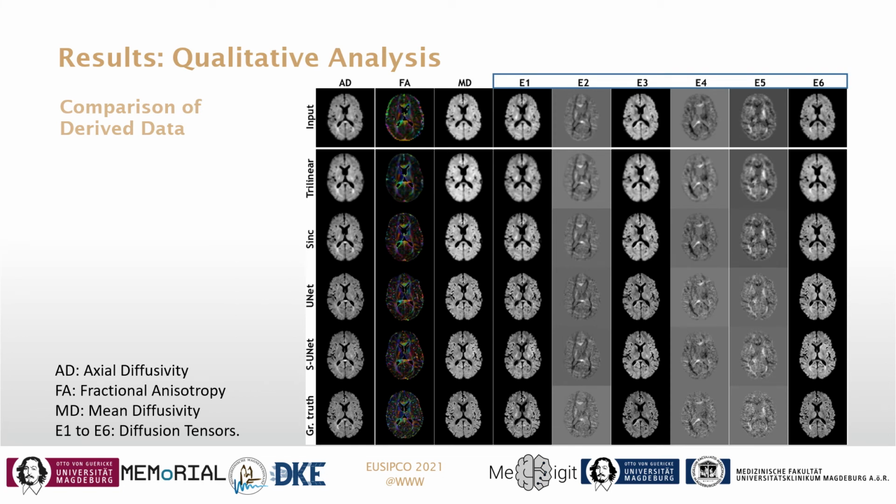But with diffusion-weighted imaging, we are more concerned about the different derived data: axial diffusivity, mean diffusivity, fractional anisotropy, and the diffusion tensors. Here's an example for qualitative comparison. It can be observed that the results of UNet and ShuffleUNet are closer to the ground truth than the undersampled input as well as the interpolated results.